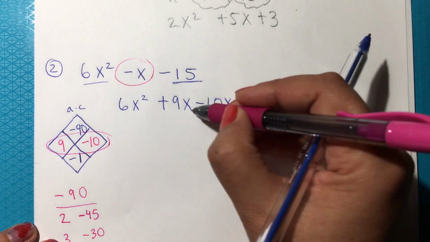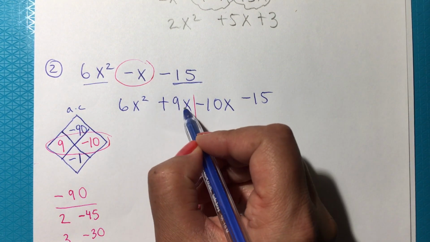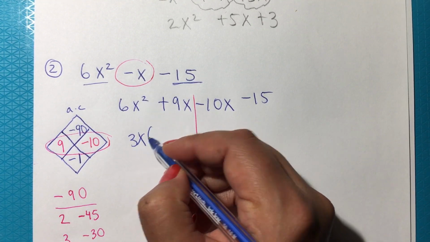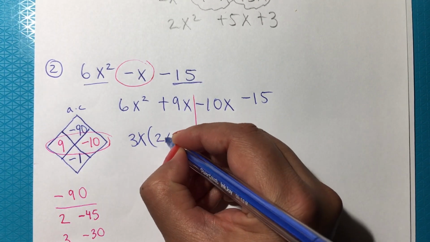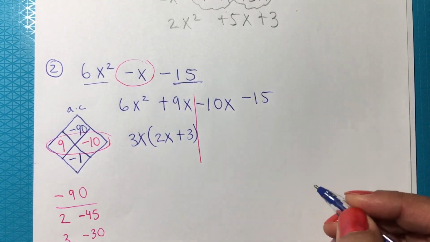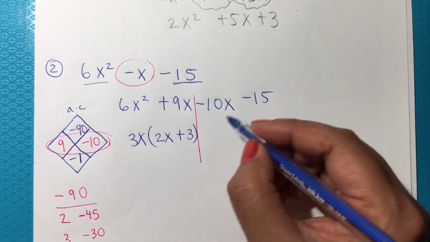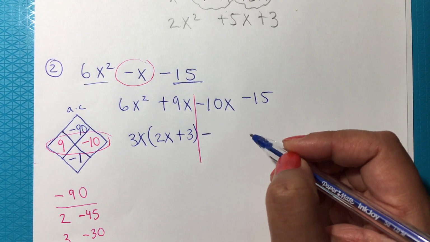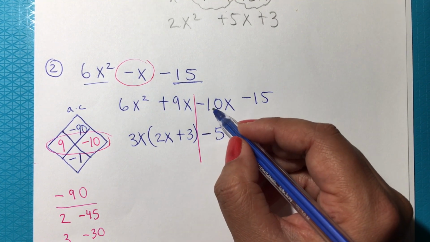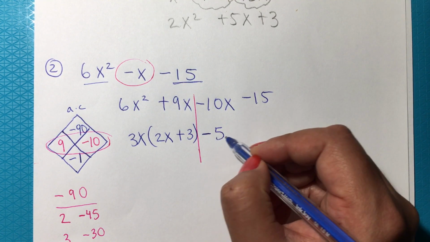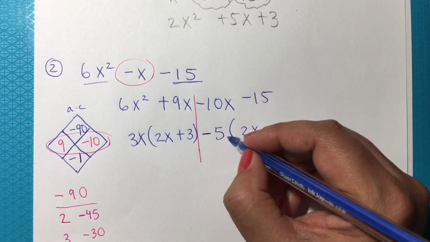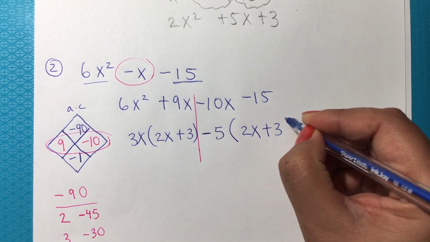We do grouping. The greatest common factor for 6x squared and 9x is 3x. 6x squared divided by 3x is 2x. 9x divided by 3x is plus 3. For this one, because both have negative, we're going to include the negative in here. And for 10 and 15 will be 5. So negative 10x divided by negative 5 is 2x. Negative 15 divided by negative 5 is positive 3.